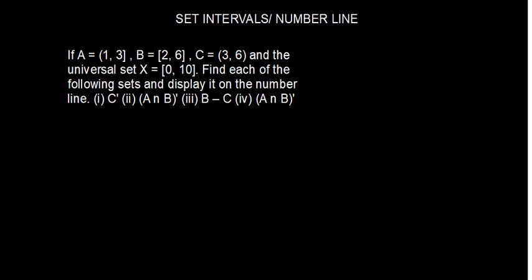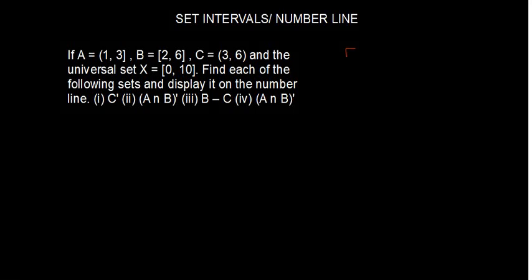Looking at intervals, set intervals on the number line. So on set interval notation, it is important to note that when you're given a rectangular bracket, it simply means the given number is actually part of the given set. So for instance, if you look at B, which is [2, 6], it simply means that both 2 and 6 are part of B.